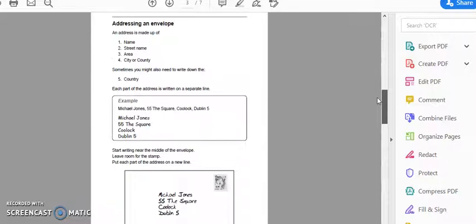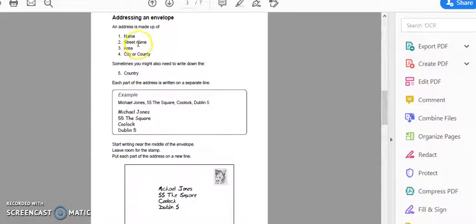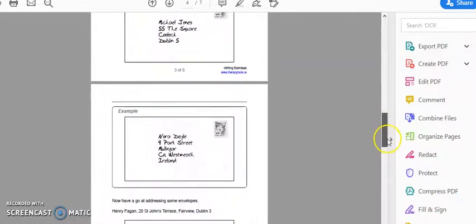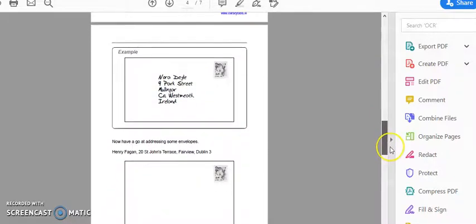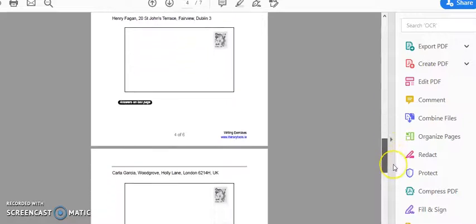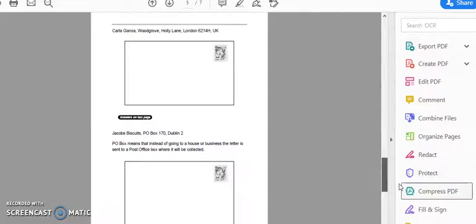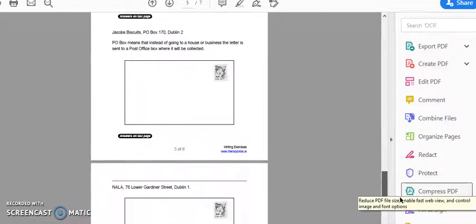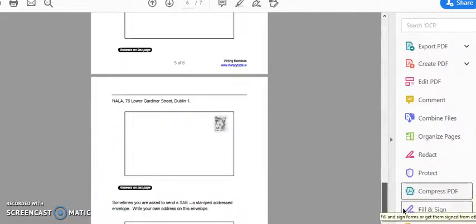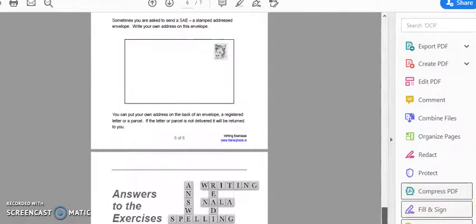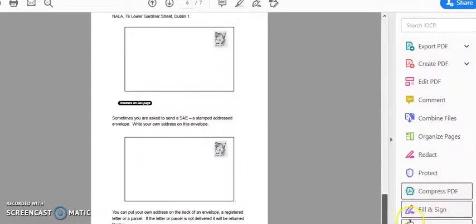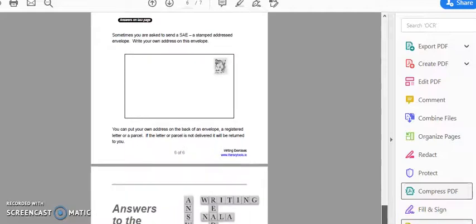Again, scrolling down here, addressing an envelope. So it's made up of the name, street name, area, city or county. And again, it gives you some examples here. So this goes through all the different elements of addressing a letter or addressing an envelope. And again, down at the end, it gives you a chance to write in some addresses on envelopes on the page. Again, if you can't print this out, just get your regular copybook and just write them out. Okay, and down at the very bottom, try not to look, obviously, but there's the answers.